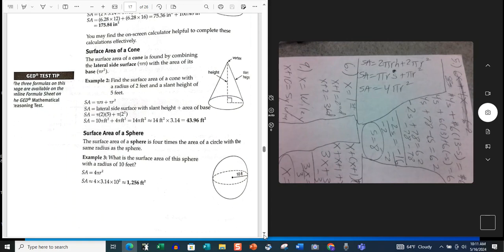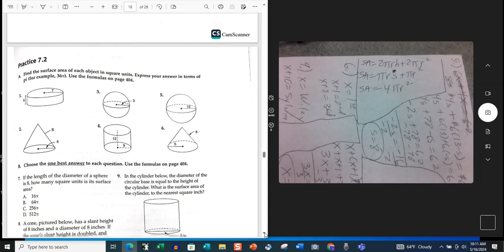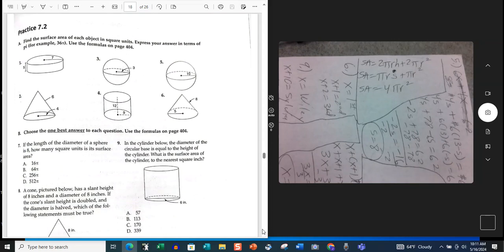Okay, so now, with that being stated, we're going to go on to the next page. And it says, find the surface area of each object in square units. Express your answer in terms of pi. For example, 36 pi. Use the formula on page 404. Okay, listen. What this is basically saying is that we're not going to write pi as 3.14. We're just going to leave it as a symbol of pi.